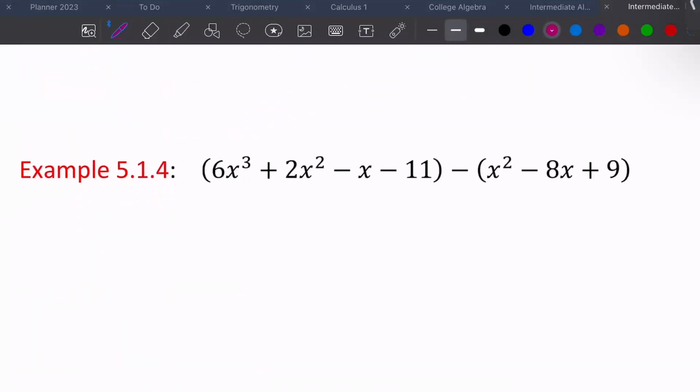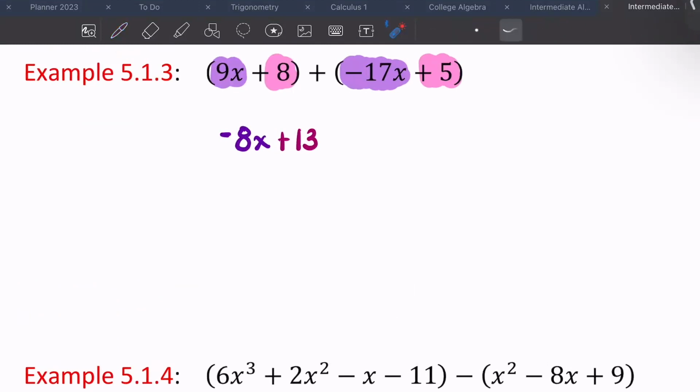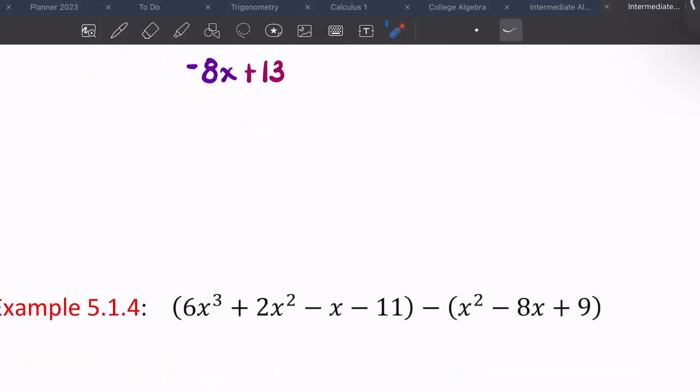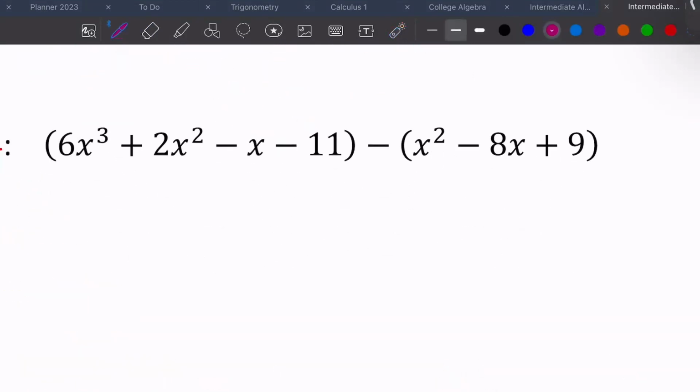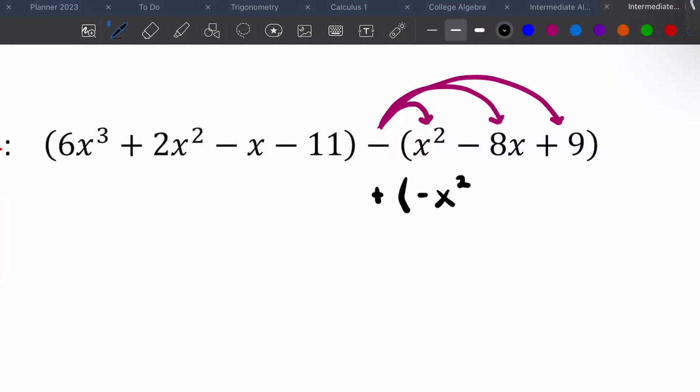Okay, look at this one. Well, I'm going to make a little comparison here. In between our two sets of parentheses, we're adding. In between these two sets, we're subtracting. So this is the note that's really important. We need to distribute this negative through, which means we're just going to change the sign of everything in the second set of parentheses. So x squared is going to be negative x squared, negative 8x will be positive 8x, 9 will be negative 9.